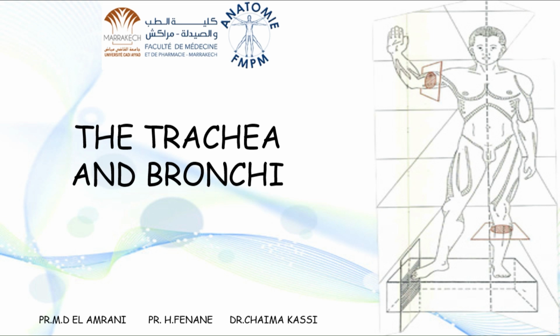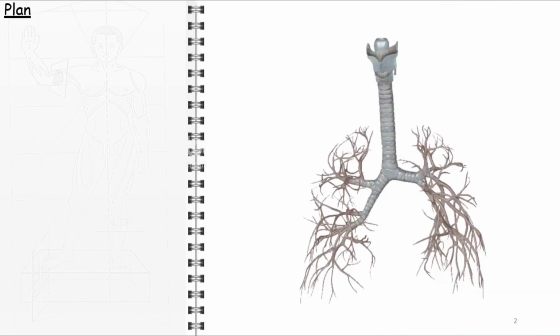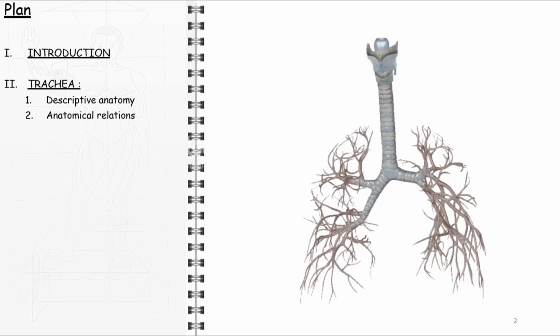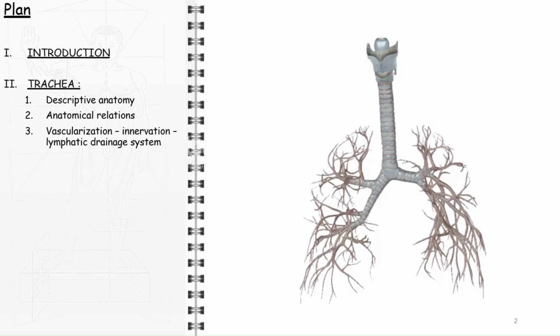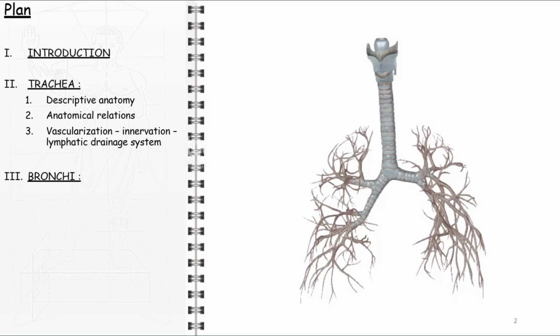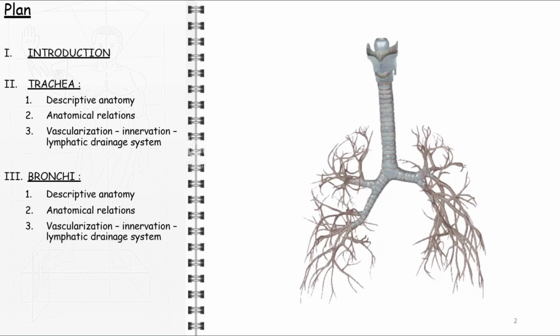In this video, we'll be discussing the trachea and bronchi, exploring their anatomy, structure, and functional significance within the respiratory system. To do so, we will start with a brief introduction, followed by detailing the trachea's descriptive anatomy, anatomical relations and vascularization, innervation and lymphatic drainage system. Then the bronchi's descriptive anatomy, anatomical relations and vascularization, innervation and lymphatic drainage system.